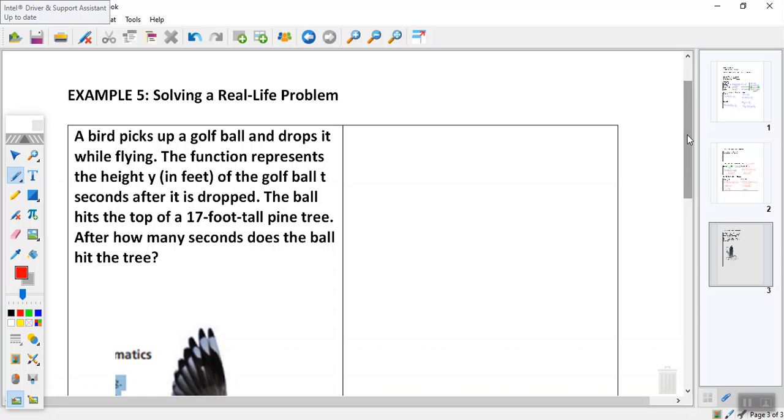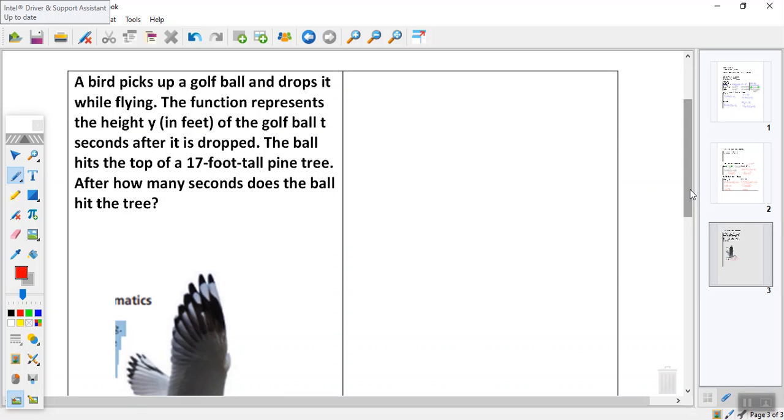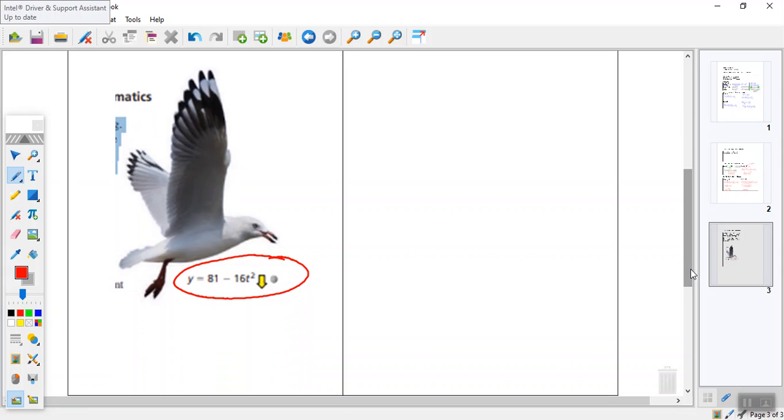Okay, how about a volunteer to read my example 5 here? Anybody want to read that for me this morning? Bird picks up a golf ball and knocks it while flying. The function represents the height, y, in feet of the golf ball t seconds after it is dropped. The ball hits the top of a 17-foot tall pine tree. After how many seconds does the ball hit the tree? Okay, so it hits the pine tree, but the pine tree is how far in the air, kids? 17 feet.